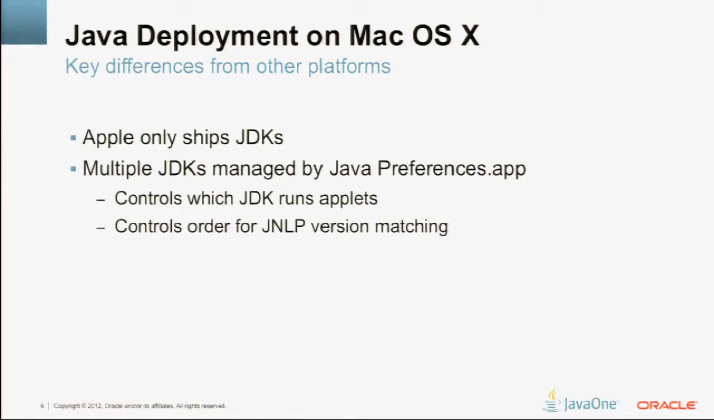As time went on, Apple supported multiple JDKs, and you would manage those through Java Preferences.app. If you were having problems with the new version, you could go into Java Preferences, shut it off, and run your applet with the older version. It would also control how, if you're familiar with the JNLP protocol, when you did something like 1.6* or 1.6+, on Apple we would let you define the order in which those things would be evaluated, as opposed to the strict order that was hinted at by the JNLP spec.